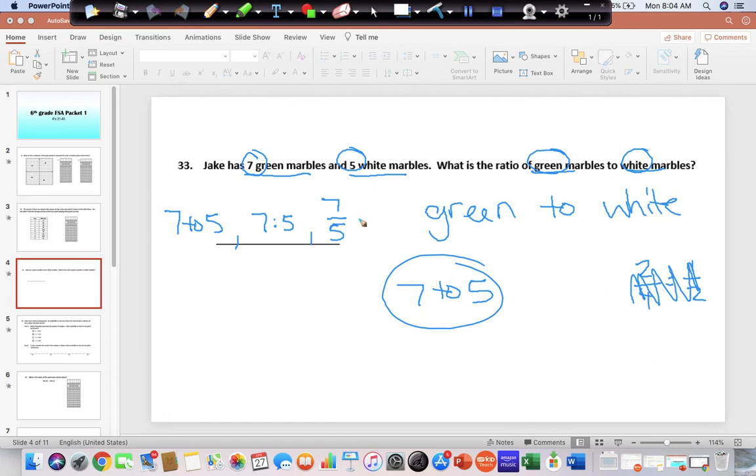And you don't want to turn this into a mixed number here, even though the top number is larger than the bottom number. When we are dealing with ratios, they are two separate amounts. It is not one number. We are comparing two different things. So we want to make sure that that stays an improper fraction.